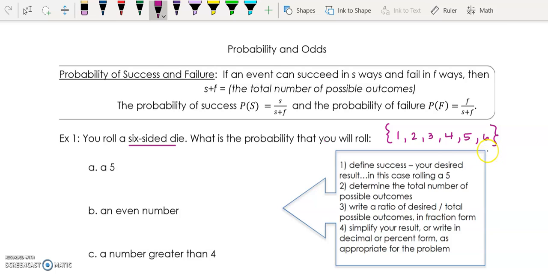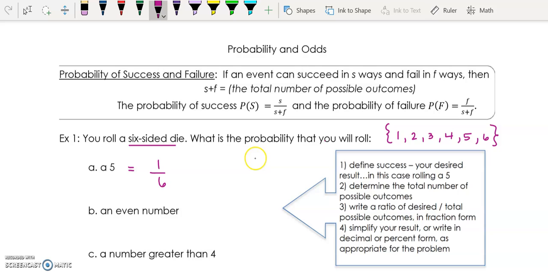So on a six-sided die, if we roll and we want to find the probability of rolling a 5, there's 1 five within that sample space. And so there is 1 favorable or successful outcome out of a total of 6 possible outcomes. So the probability that you would roll a 5 is 1 in 6.